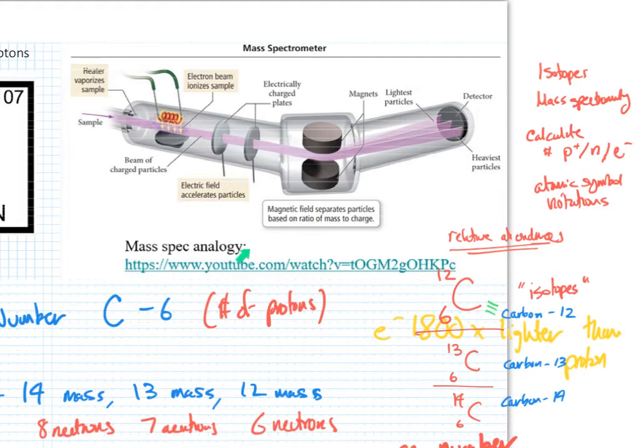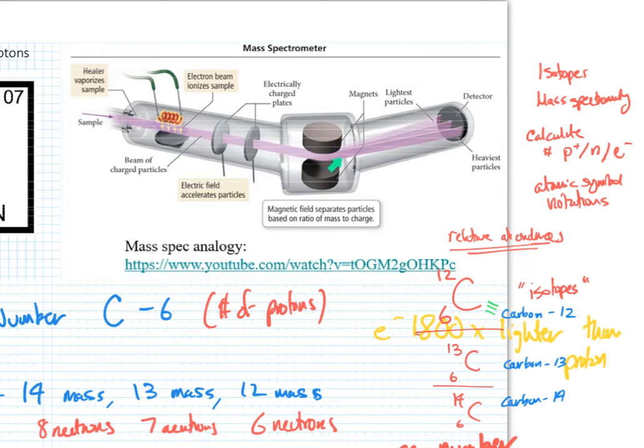If you want to watch a nice analogy of this, there's a nice YouTube video that has an analogy of how a mass spectrometer works using a ping pong ball, a golf ball, and, this is a British guy, a snooker ball, which we would call a billiard ball. And the analogy is those three balls, all of them, because of gravity, roll down a ramp.